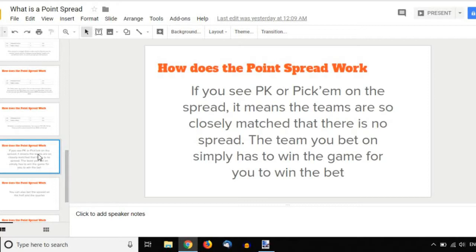If you see a PK or pick 'em on the spread line, that means the teams are too closely matched. They have no idea who's going to win. It's a toss-up. One team could win, the other team could win. There's no favored winner. There's no spread. So the team you bet on simply has to win for you to win the bet. So in that case, you probably want to go money line anyway.